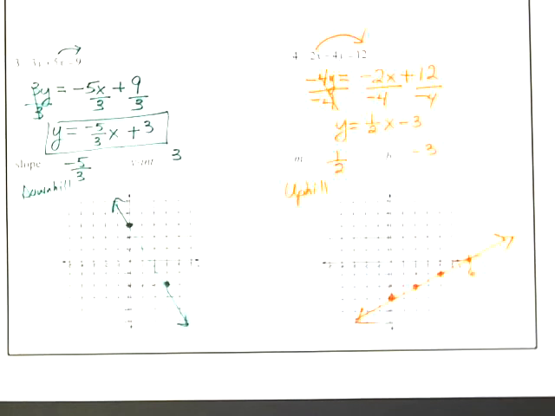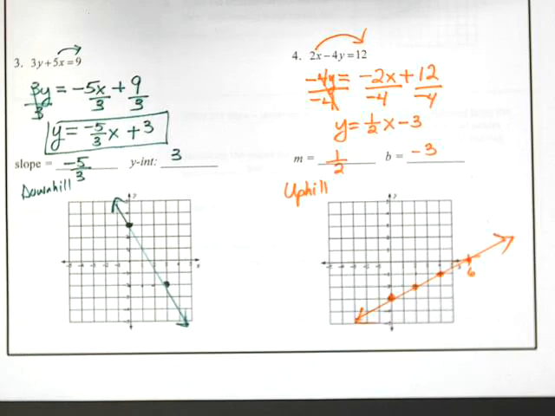Please turn the page and practice slope-intercept and graphing lines on the next couple of pages. Good luck!